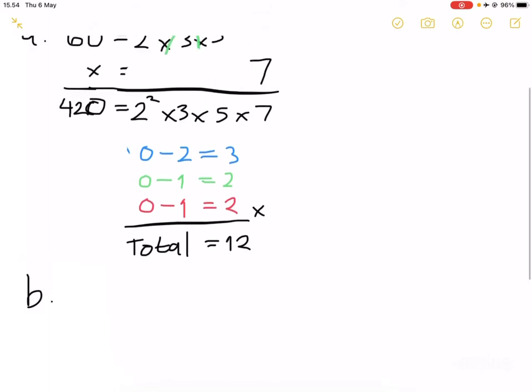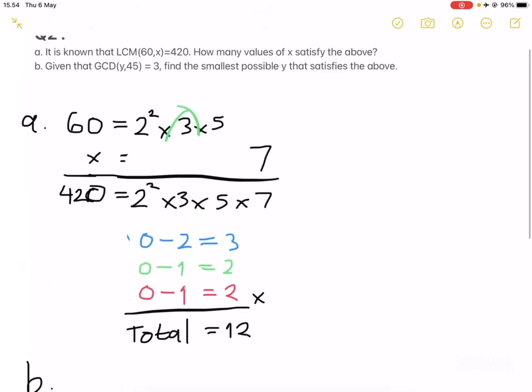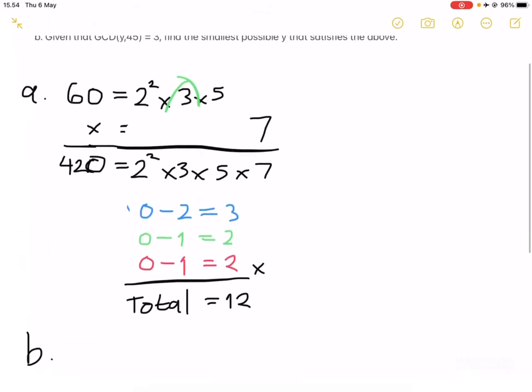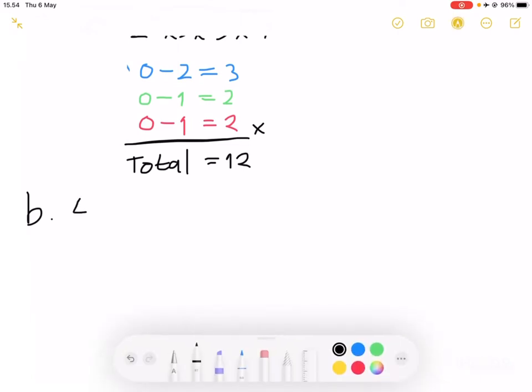For part B, it is given that the GCD of y and 45 is 3. Find the smallest possible y that satisfies the criteria above. We can rewrite 45 as 3 squared times 5, and we don't really know about y yet. We can rewrite 3 as 3.